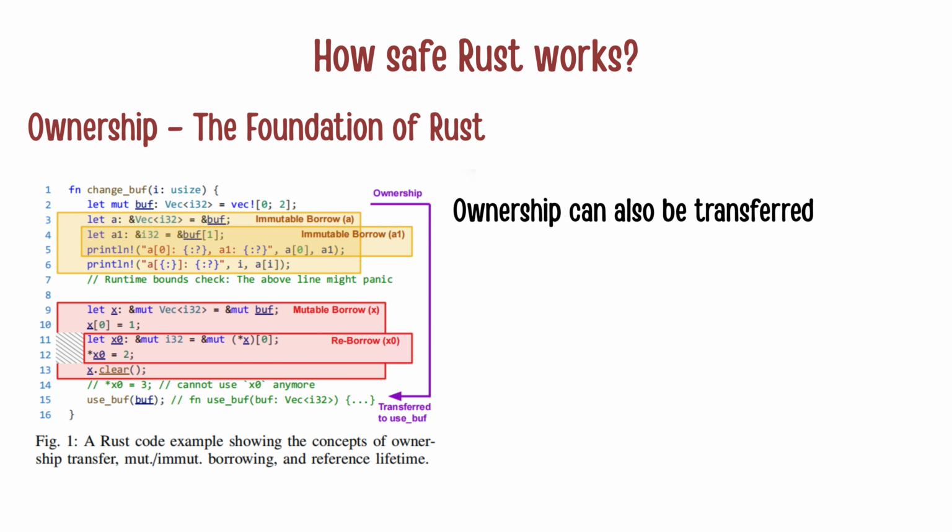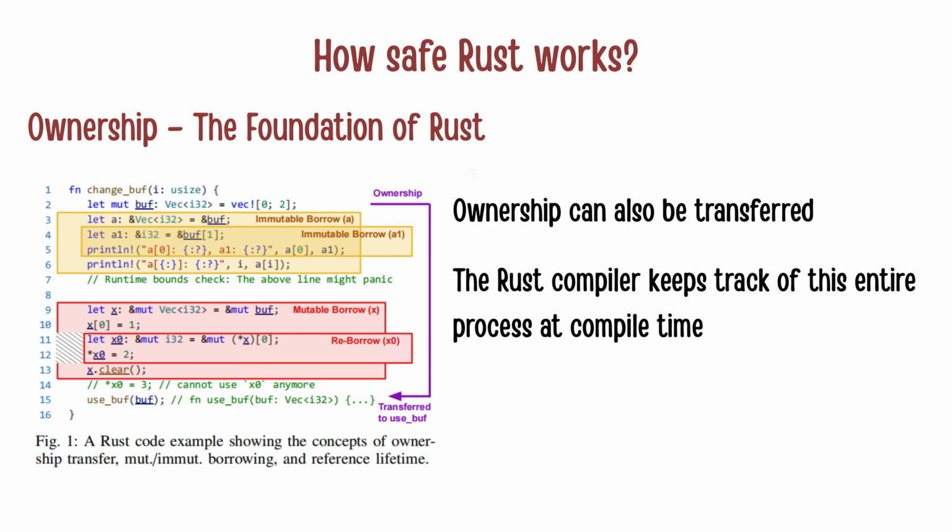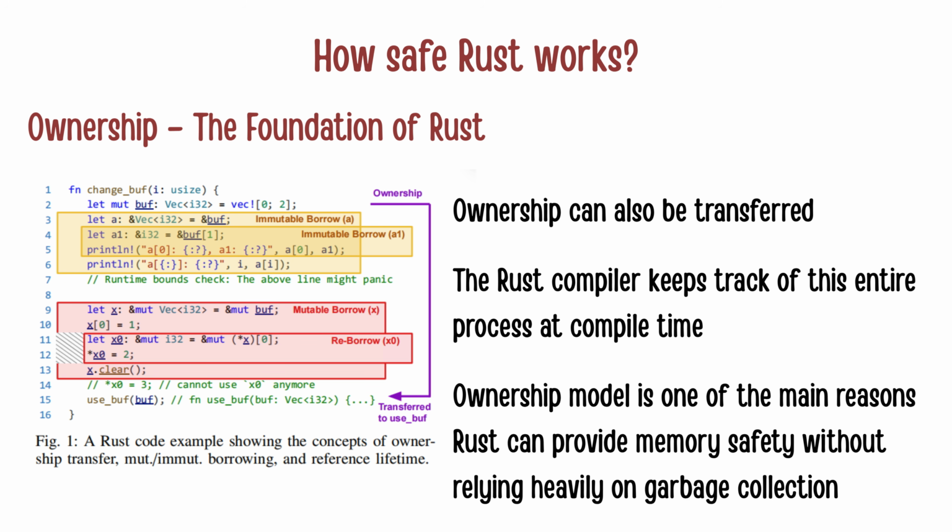Ownership can also be transferred. If you pass an object to another function or assign it to another variable, the ownership moves to the new owner. The Rust compiler keeps track of this entire process at compile time. This ownership model is one of the main reasons Rust can provide memory safety without relying heavily on garbage collection.